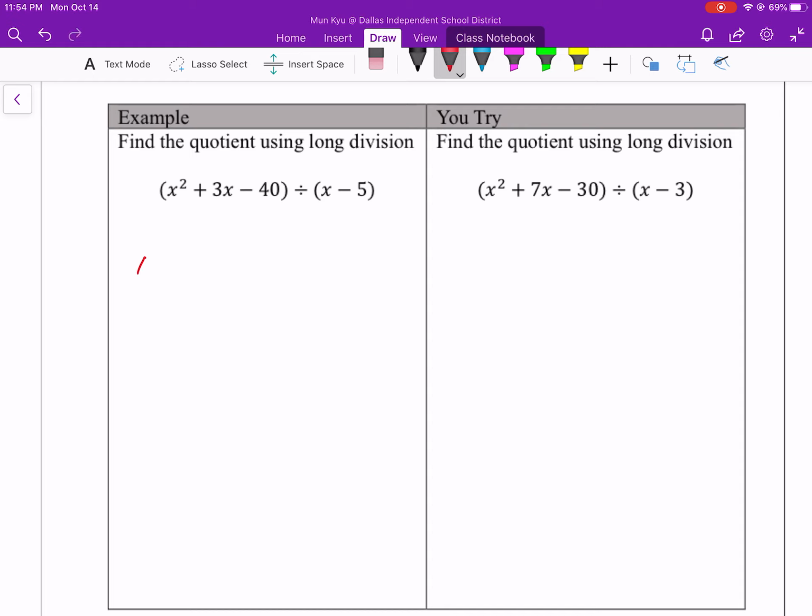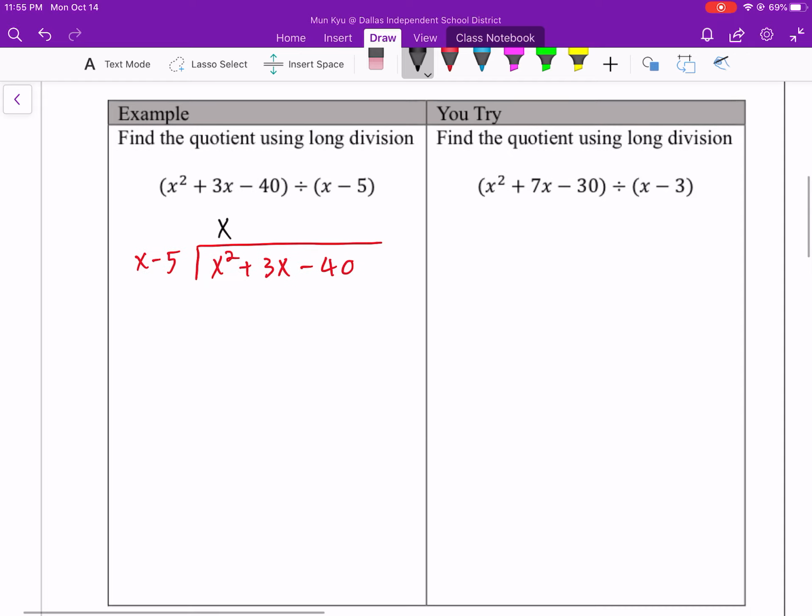So here, x minus 5, and here x squared plus 3x minus 40. If you want to divide these, you have to match up the terms. So something times x should give you x squared, okay? And it's very obvious to me, if you want to get x squared, you must multiply by x, because x times x is x squared.